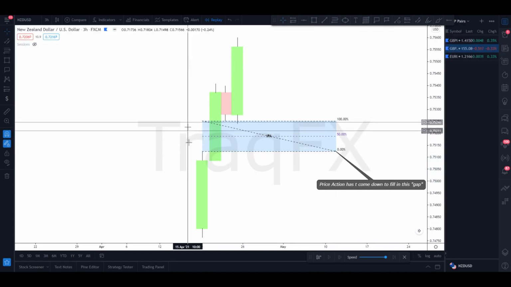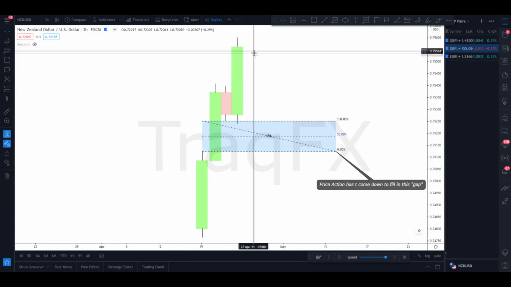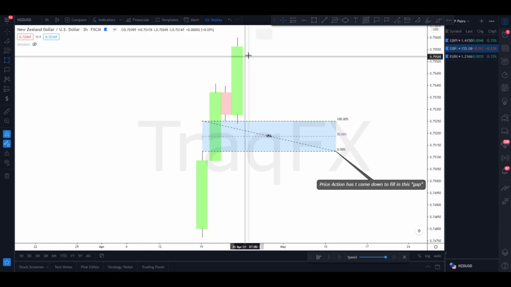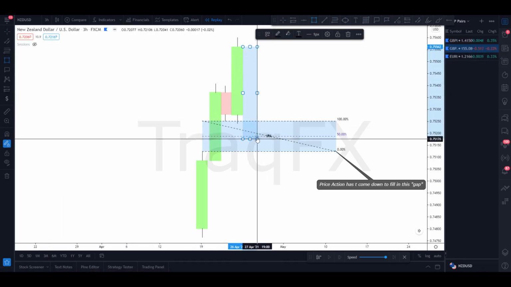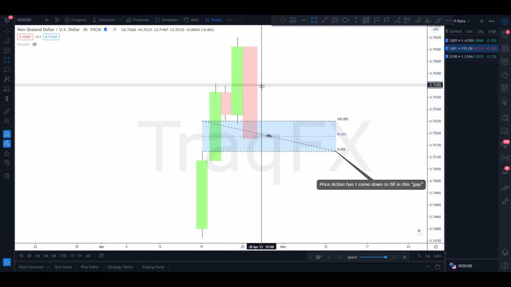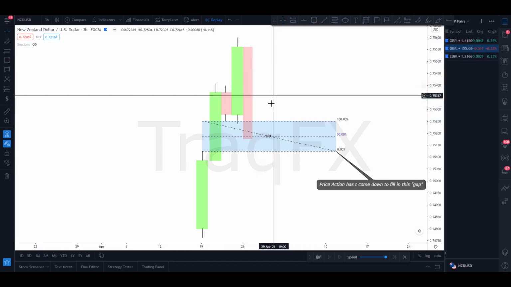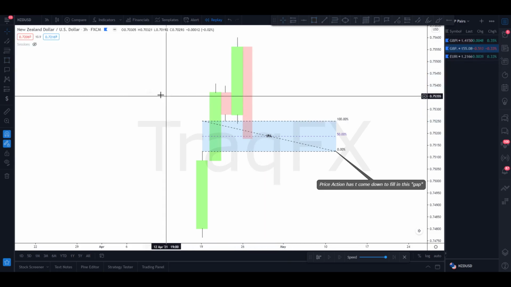So when you do see imbalance from here to here, price basically has to come back down. They have to dip price back down into this imbalance, let's make this red, to fill it. Because remember, it's like a gap. To the market, this is a gap.